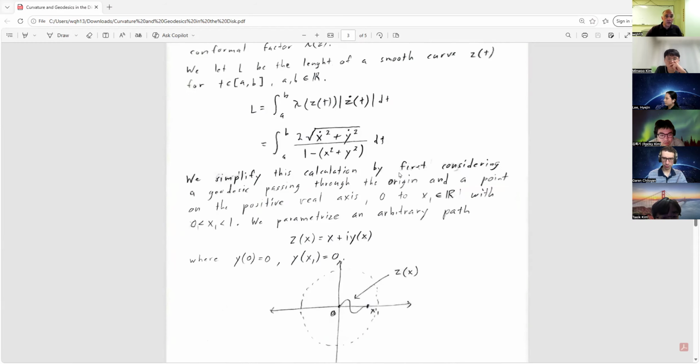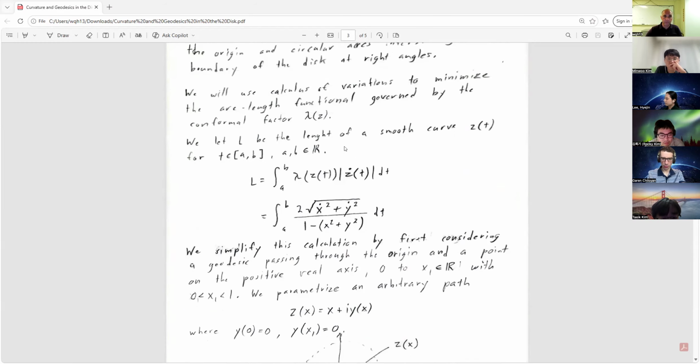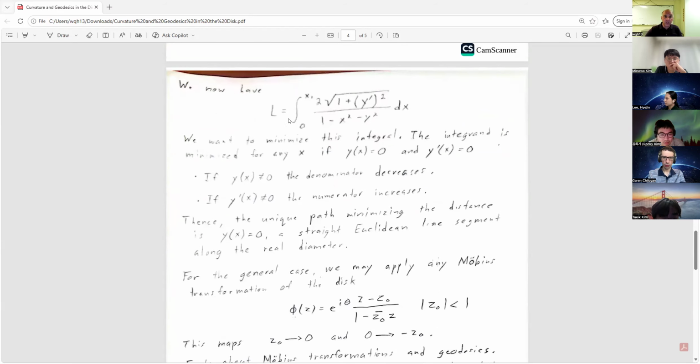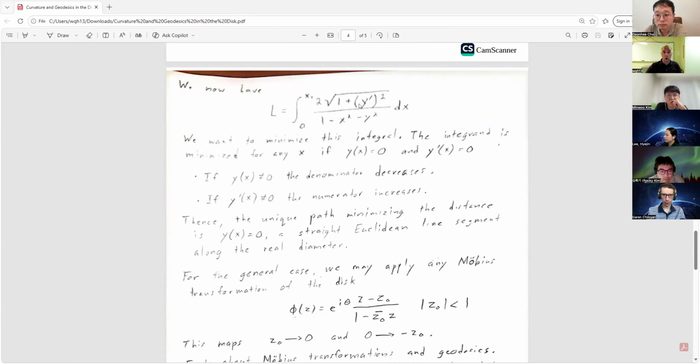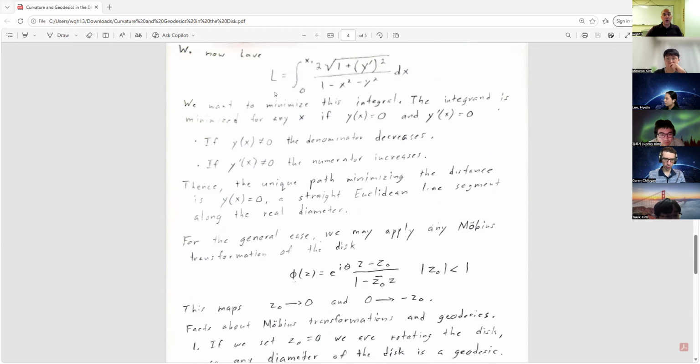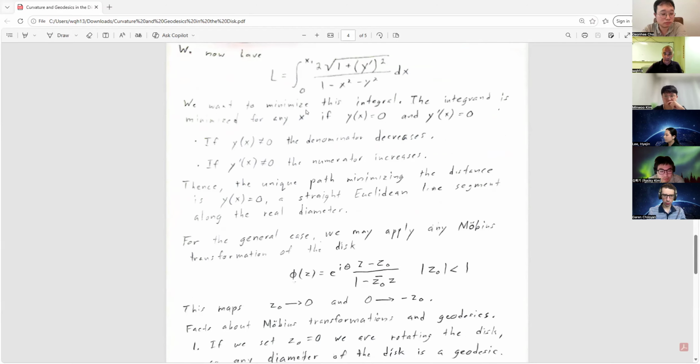And now our arc length functional looks like this. We just have a fraction with 2 times the square root of 1 plus y prime squared, where y is a function of x, over 1 minus x squared minus y squared. And our objective here is to minimize this integral in order to produce a geodesic.